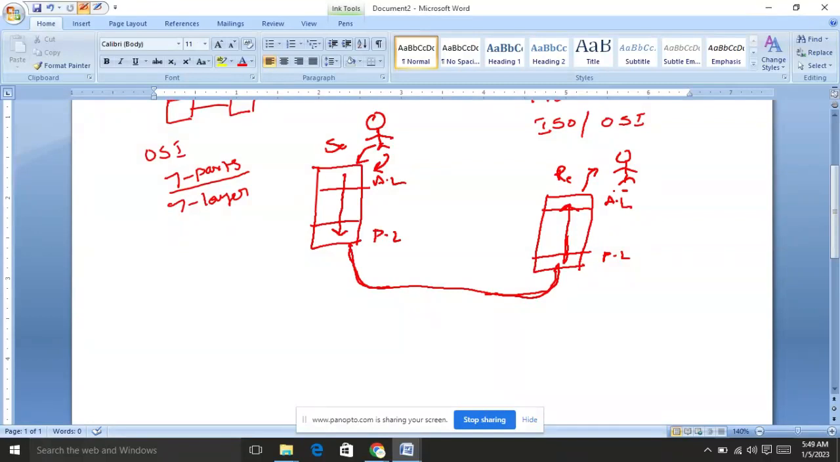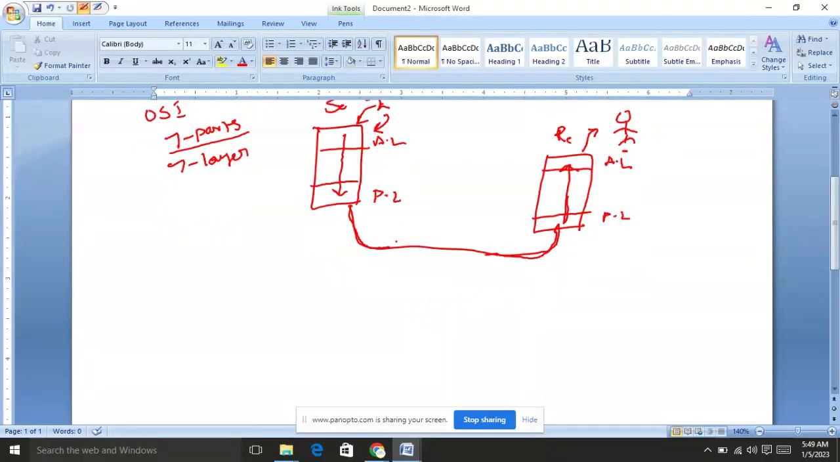Okay friends, now I will explain each and every layer. I am now at the receiver side, so I am going to explain in bottom-up fashion. First the physical layer, the next one the data link layer, the next one the network layer, and so on. In this way I am going to explain.